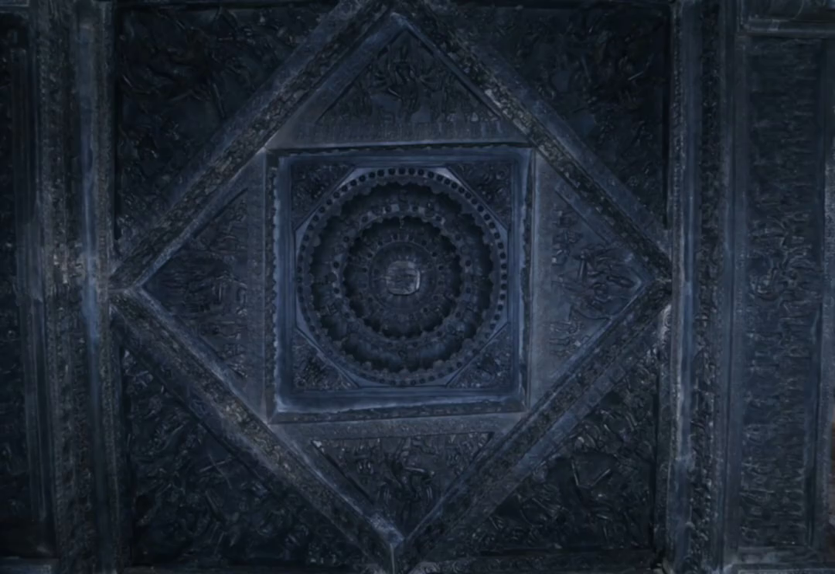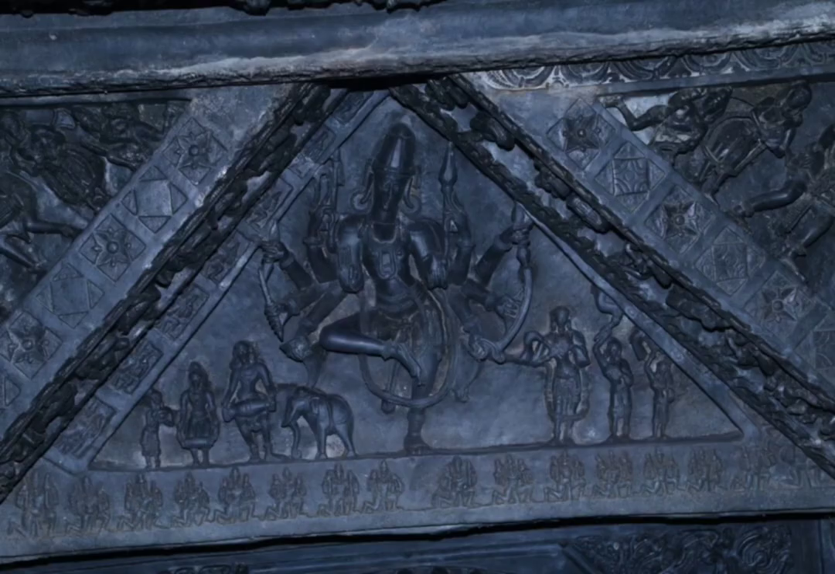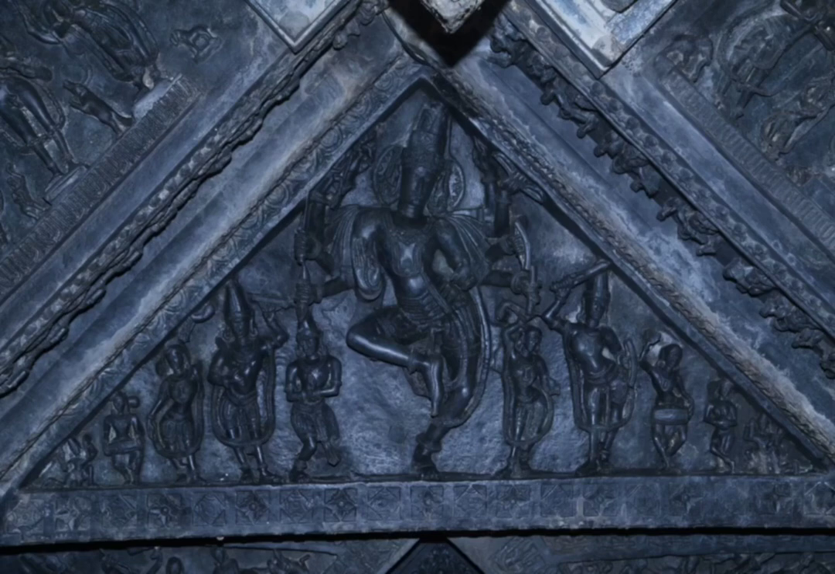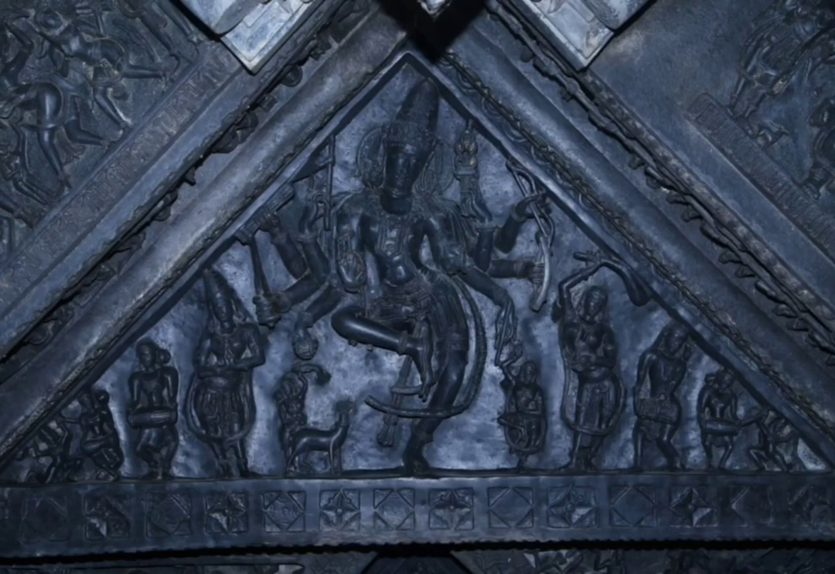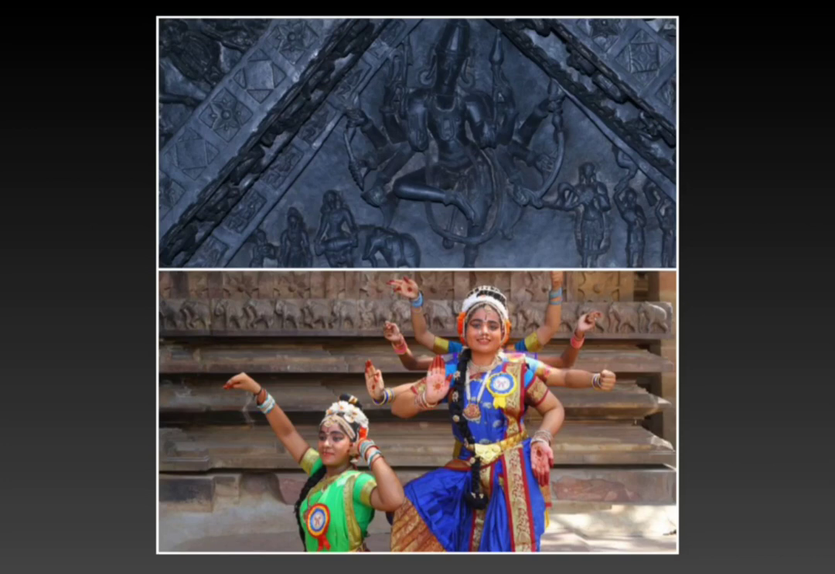In the four corners and four directions of the overhead wall of the stage, triangles are constructed in which the Ashtadikpalakas are engraved. In the eastern direction, Lord Indra, along with Lord Narayana, Lord Mahendra, Lord Skandha and Lord Surya are located.